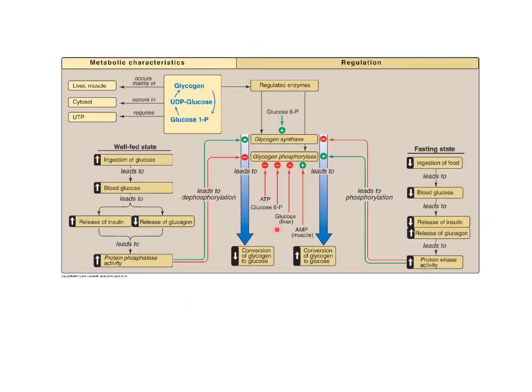And this is a summary figure: glycogen synthase, glycogen phosphorylase, regulatory events. This is the synthesis and degradation, what occurs in muscle, cytosol, UTP is needed. Well-fed state means insulin. Fasting state means glucagon and epinephrine.